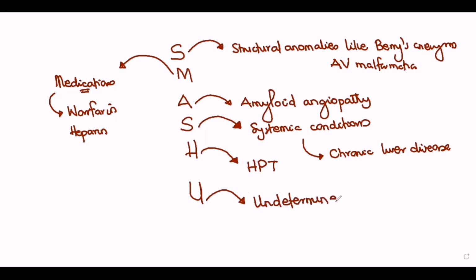However, getting this SMASH U in your head, when you are asked, please do not start with structural anomalies. The most common cause is a poorly controlled hypertension. After you've mentioned the hypertension, that is when you would mention the rupture of Berry's aneurysms, circular aneurysms, AV malformation, medications, overdose of or inappropriate intake of warfarin, medications like warfarin, heparin. Then you have amyloid angiopathy. You have systemic conditions like chronic liver disease. Is that okay? All right. So please remember SMASH U. Thank you.